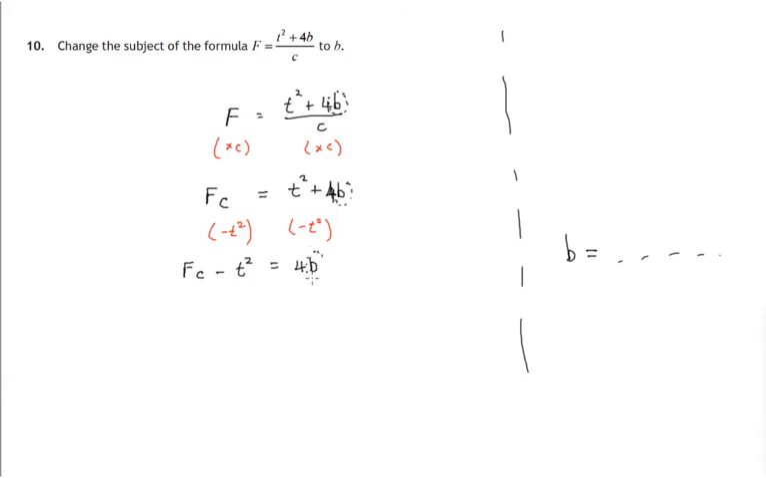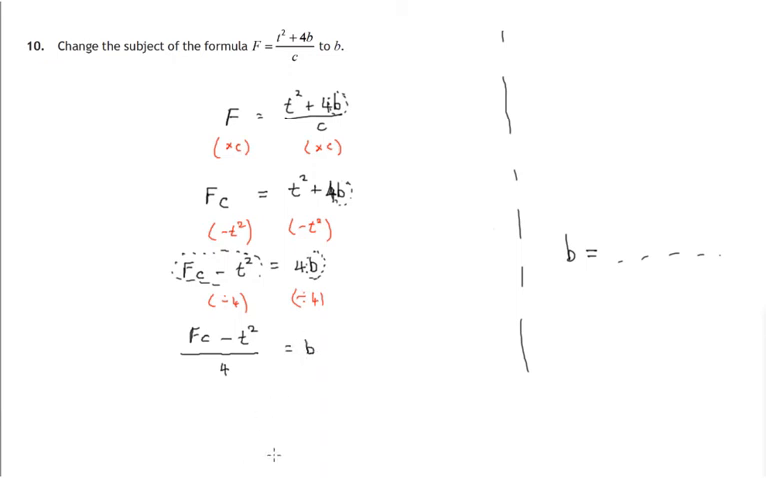Still trying to isolate b. We're trying now to get rid of a 4 times b. Multiplying by 4, the opposite would be dividing by 4. So we're dividing both sides by 4. Now, careful with this. Whatever is on the left hand side has to be divided by 4. That's the whole of f times c minus t squared. The whole of that has to be divided by 4. That 4 will disappear, and there we have it.